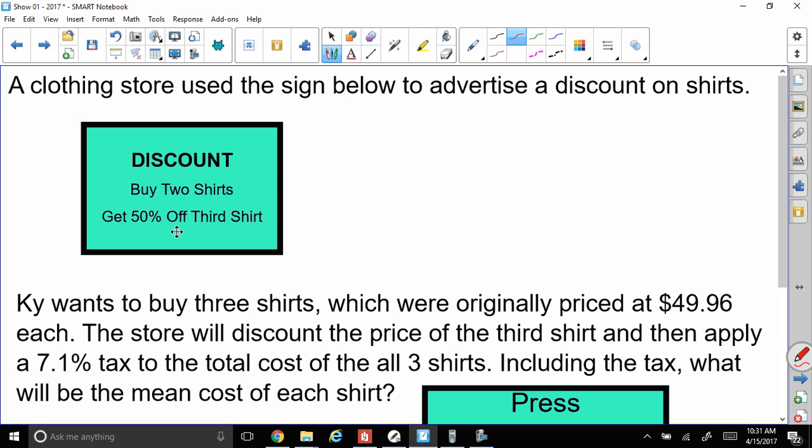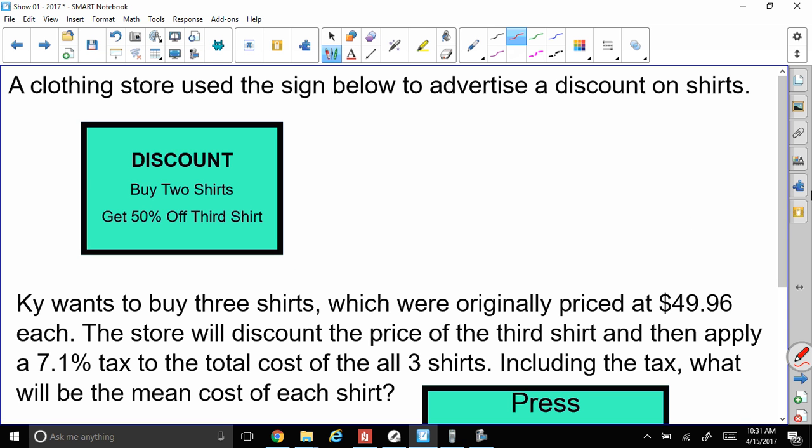Well, Kai wants to buy 3 shirts, and they were originally priced at $49.96 each. The store will discount the price of the 3rd shirt and then apply a 7.1% tax on the total cost of all 3 shirts. Including the tax, what will be the mean cost of each shirt? Oh, that's an interesting question.